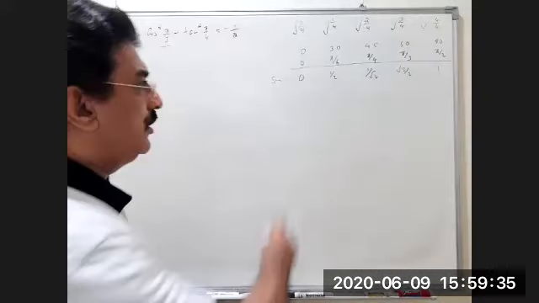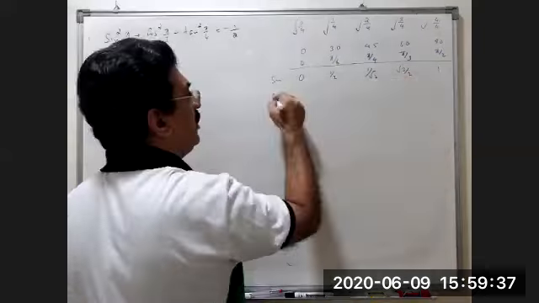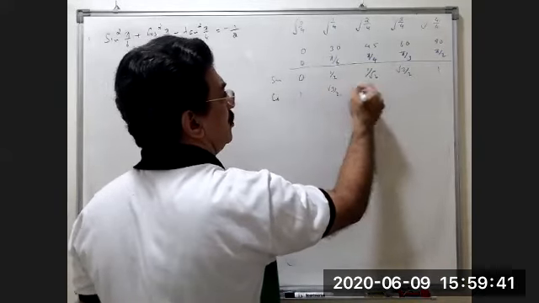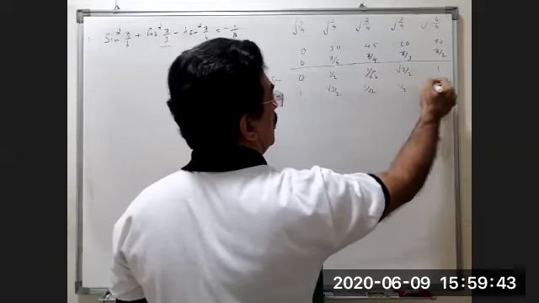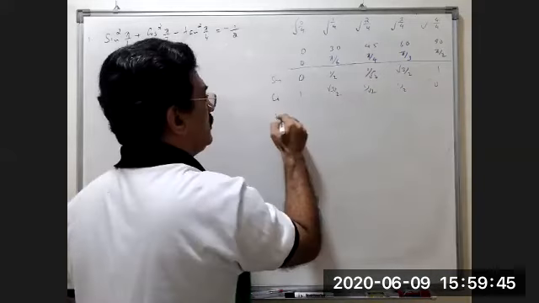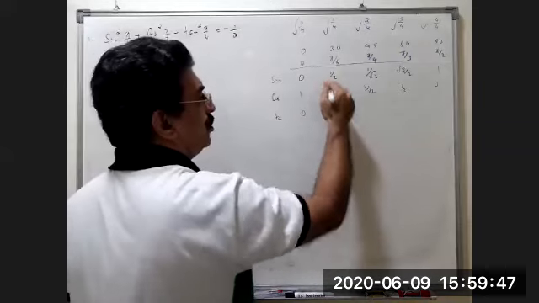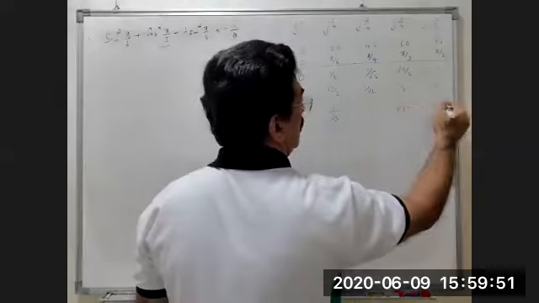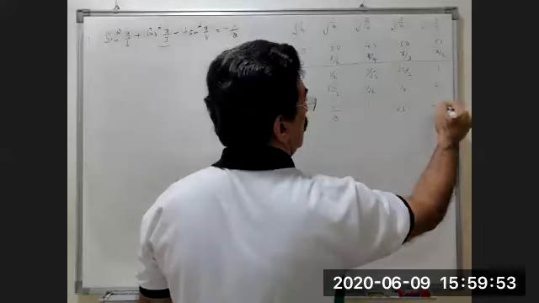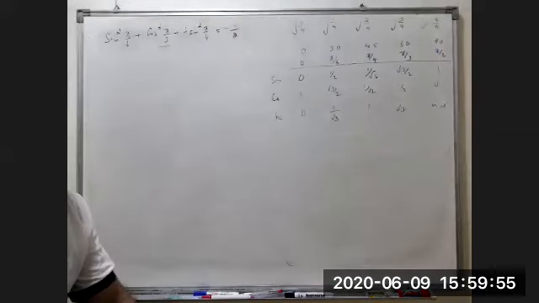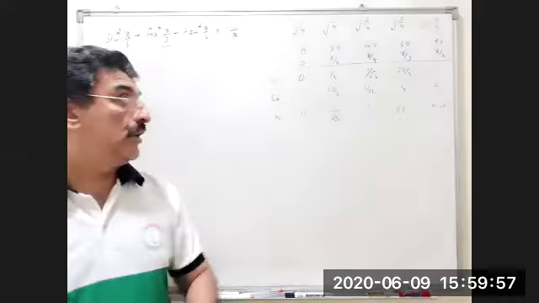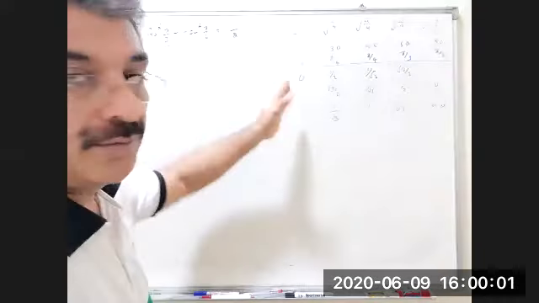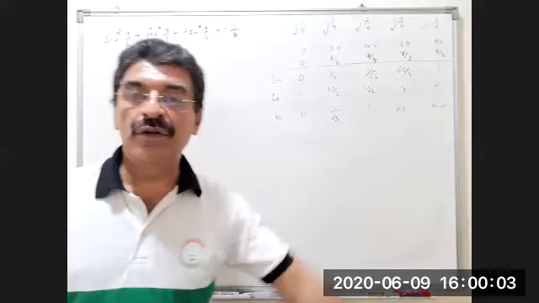If we know the first line, then cos will be in reverse order: 1, root 3 by 2, 1 by root 2, 1 by 2, 0. Tan will be sine by cos: 0, 1 by root 3, 1, root 3, not defined. Once we know sine, cos, and tan, the remaining cosec, sec, and cot are reciprocals of these.